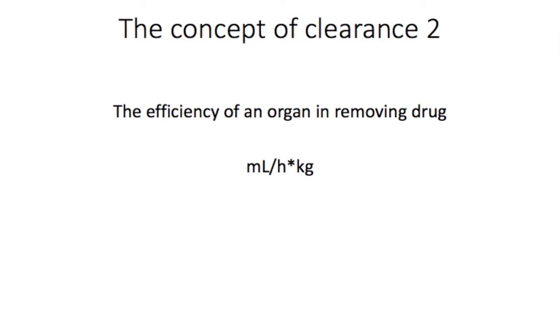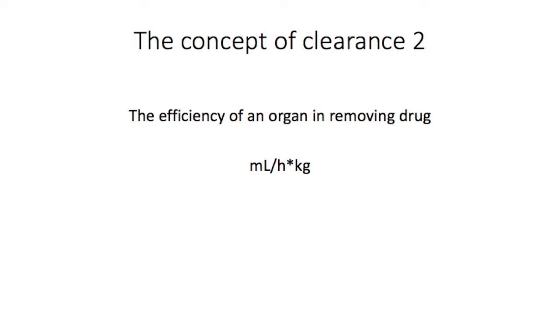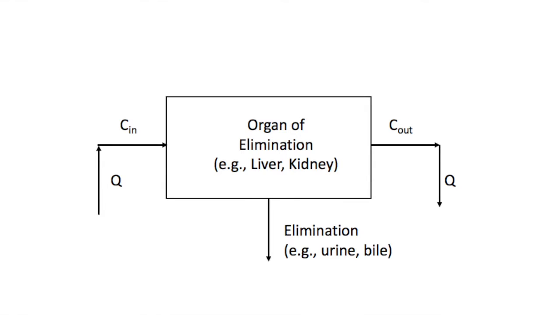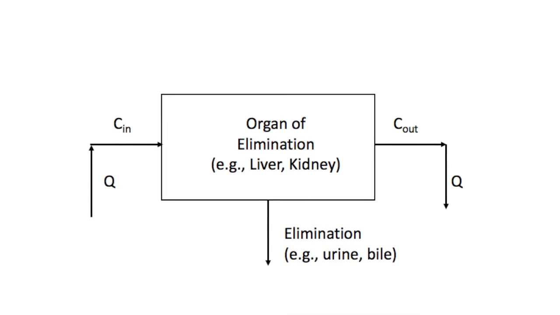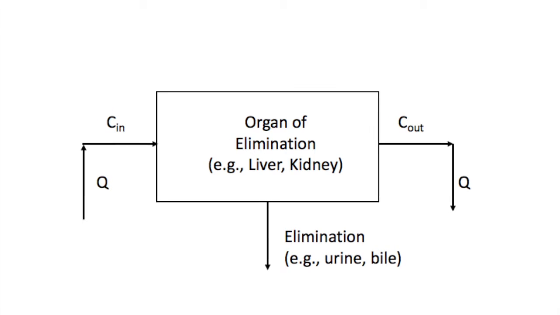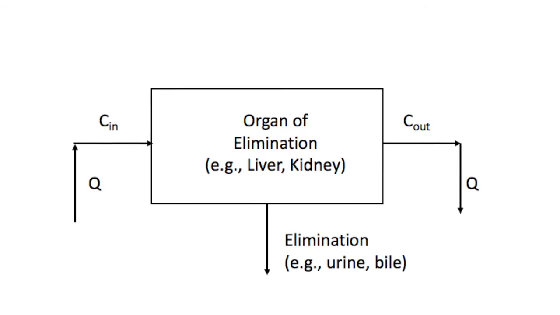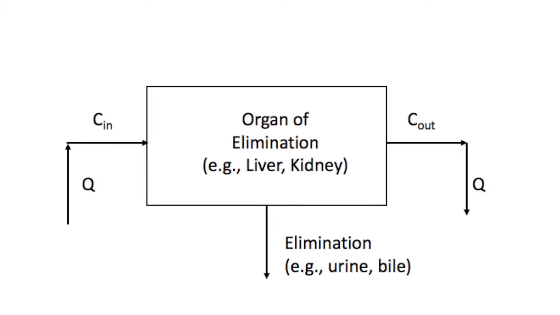Now, let's look at clearance as the capacity of an organ of elimination to remove drug from the blood. We are also dealing with units of volume per unit time here. But in this case, we focus on a specific organ of elimination, like the kidney or the liver. We consider the blood flow to this organ, represented by the letter Q, and the concentration of the drug in the blood as it flows into the organ, C in. We then look at the concentration of the drug in the blood as it leaves the organ, C out. And the difference between these concentrations can be attributed to the processes of elimination.